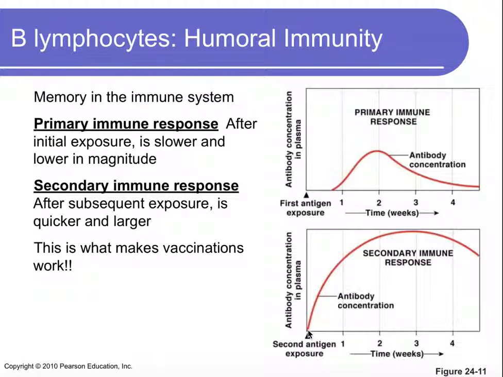And so not only are we going to make antibodies right away, we are also going to make a lot more antibodies. As a result, during that second exposure, when we activate the secondary immune response, we tend to not get sick because we have flooded our body with so many antibodies that those antibodies are going to bind up those pathogens before they can actually invade our cells and cause damage. And this is what makes vaccinations work. We are essentially creating memory cells.